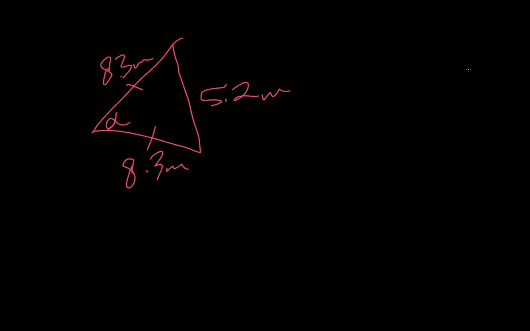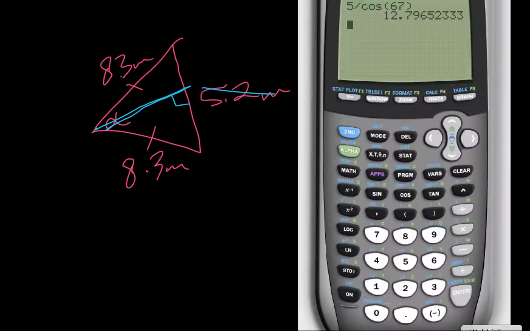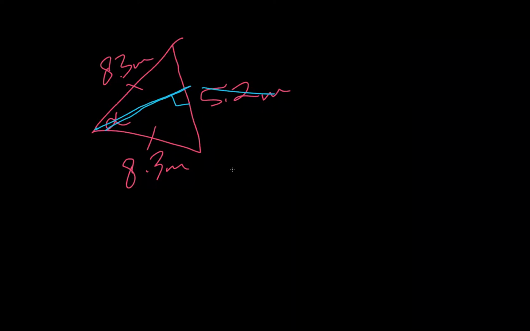Now, we've only learned about right angle trigonometry, so once again, we're going to drop this down, create a right angle right there, and we cut this in half. So we get 2.6, I believe, right? 2.6 for each of these sides. 2.6, 2.6. And that cuts that angle in half as well. So we're going to call this angle alpha over 2.